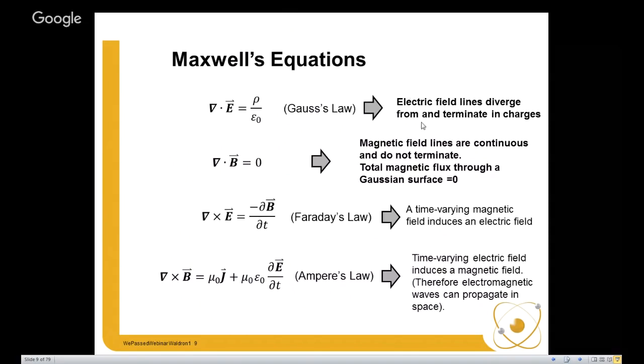First of all, from Gauss's law, we get the idea that electric field lines diverge to and from and terminate in charges, or in macroscopic structures, conductors. Magnetic field lines are continuous and do not terminate. In other words, they're not going to be able to enter conductors. And the total magnetic flux through a Gaussian surface is 0. Faraday's law, of course, a time-varying magnetic field induces an electric field, and Ampere's, a time-varying electric field induces a magnetic field. These two together tell us electromagnetic waves can propagate in space, probably the most important thing we can say about Maxwell's equations in this context.